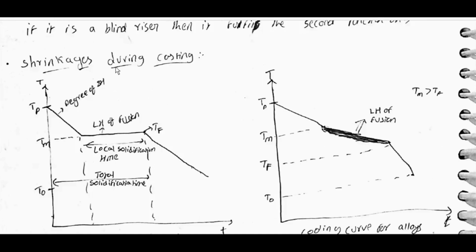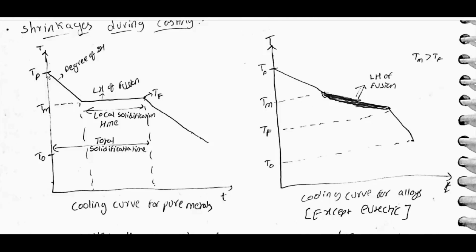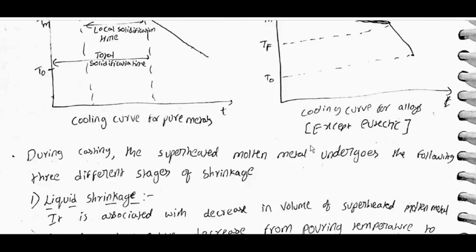Shrinkages during casting. Temperature versus time, this is Tp, then latent heat of fusion, local solidification time. This is the total solidification time, and Tf keeps on decreasing till room temperature. Cooling curve for pure metals. Cooling curve for alloys except eutectic: it will be a range from Tm to Tf, latent heat of fusion, Tm greater than Tf, Tp, To.